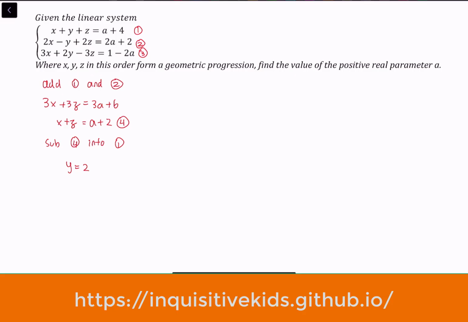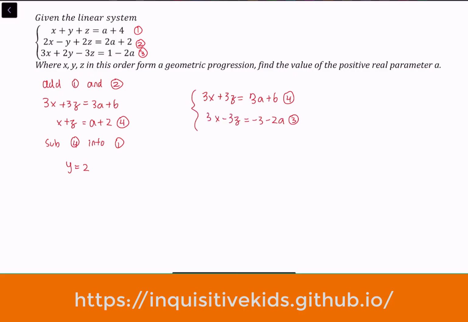Now since we've found the value of one of our variables, we can go ahead and rewrite our system of equations. The first and second equations by themselves rewritten will not help us very much because they're basically the same equation repeated. However, we can add them together to get rid of the y variable. So we get 3x plus 3z is equal to 3a plus 6. This was basically our fourth equation. And we can keep our third equation, but rewrite it with y.